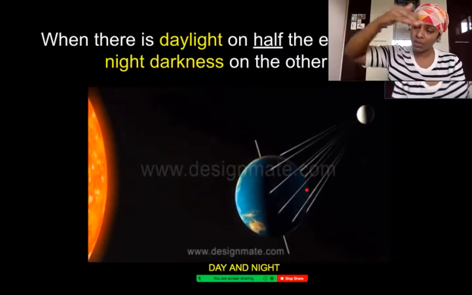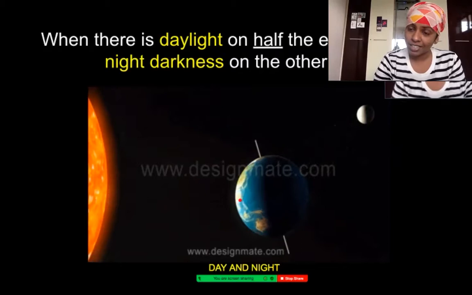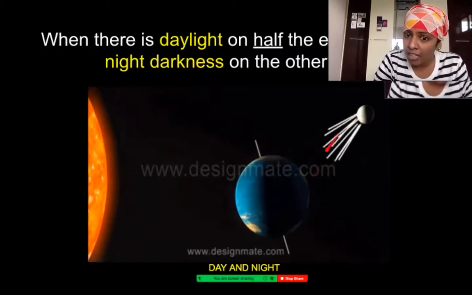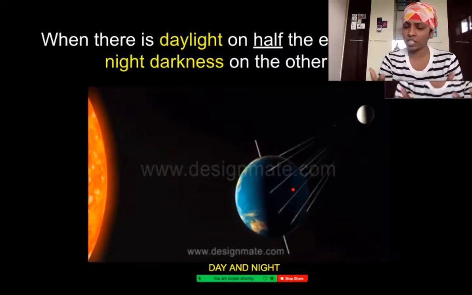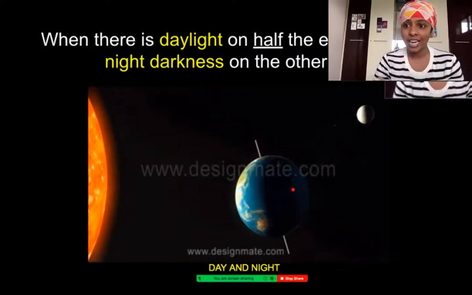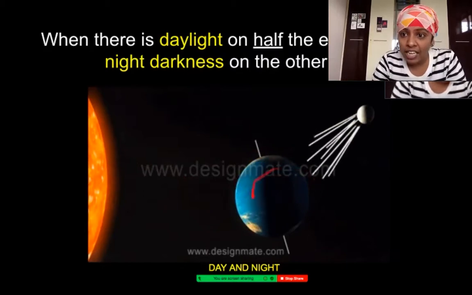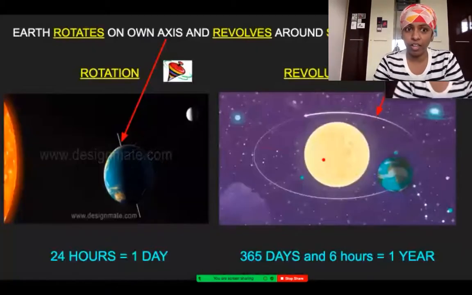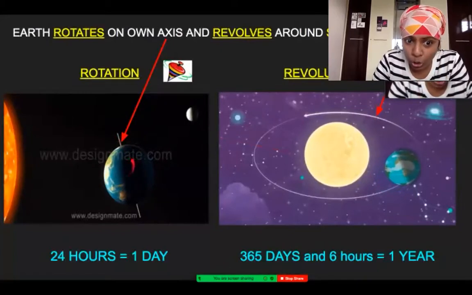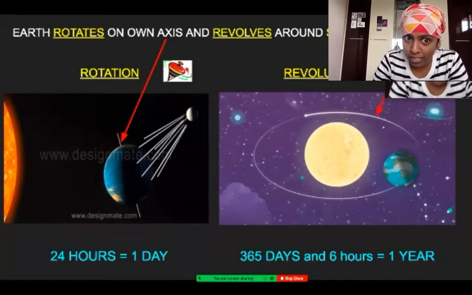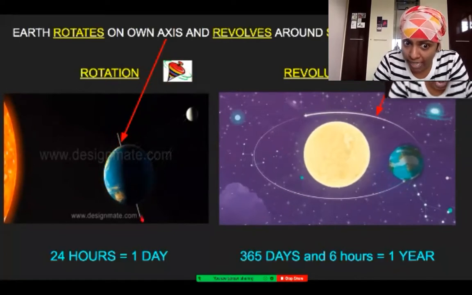So wapas ghumega to either daytime aa jayega ya night time aa jayega. So only half of the earth gets daytime, the other half gets night time where there is moon. So this is how day and night happens. Day and night happens because the earth rotates like a top, like a lattu on its axis.